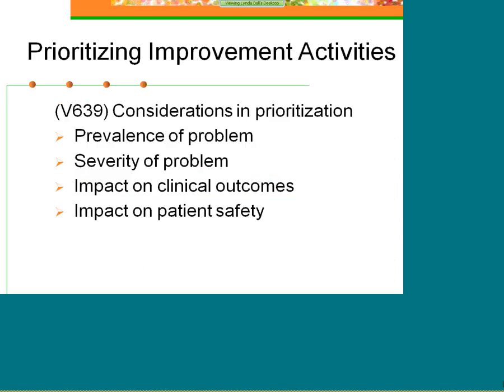Now, this is what the conditions say for considerations and prioritization. It says you need to look at the prevalence of the problem. How big is it? What's the scope of this issue that you've identified? And how severe is it? Because if it's really severe, you really need to be working on that immediately and as quickly as you can. And then you need to look at things that impact clinical outcomes and get working on those as well, and also those that impact patient safety.